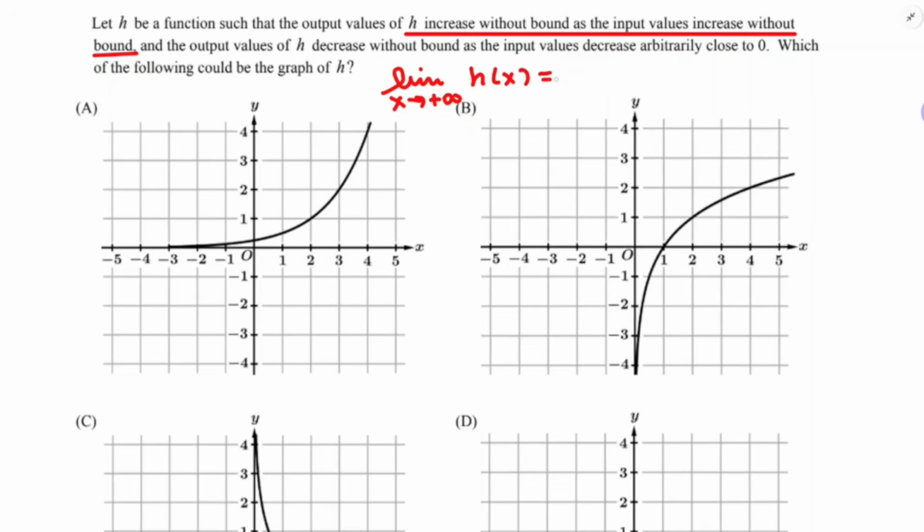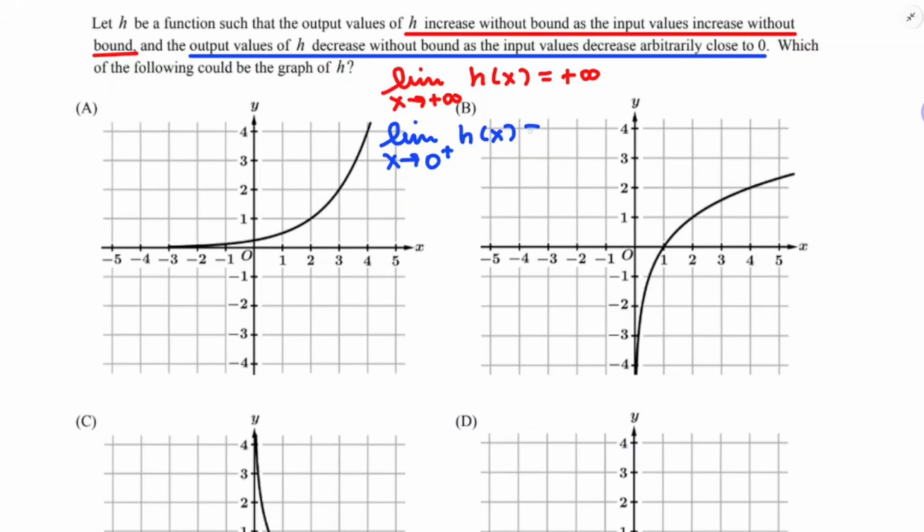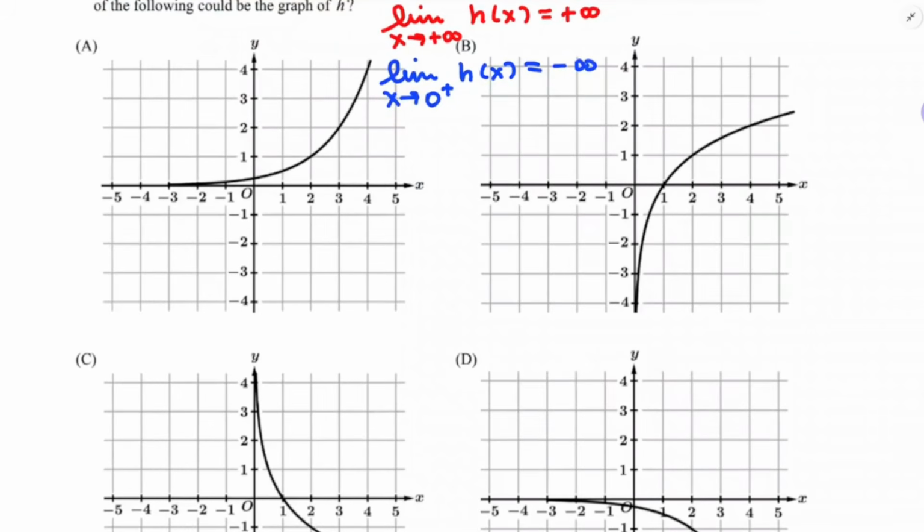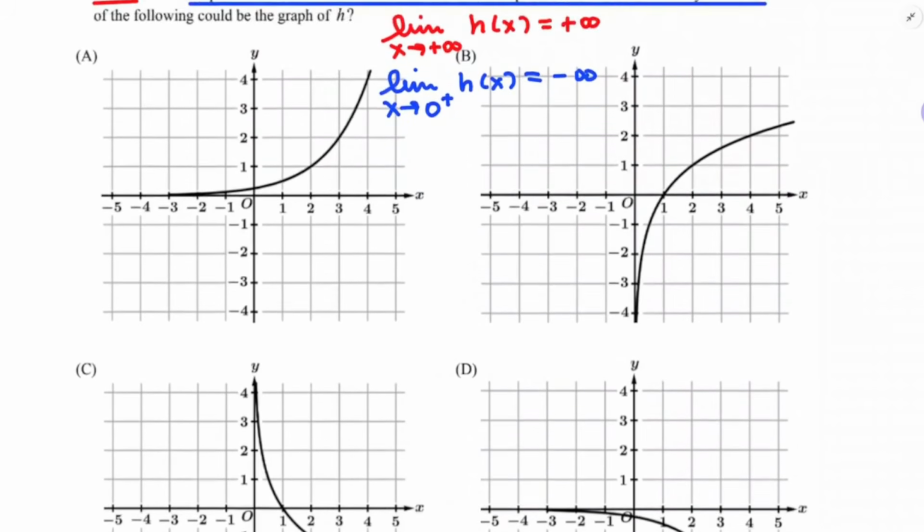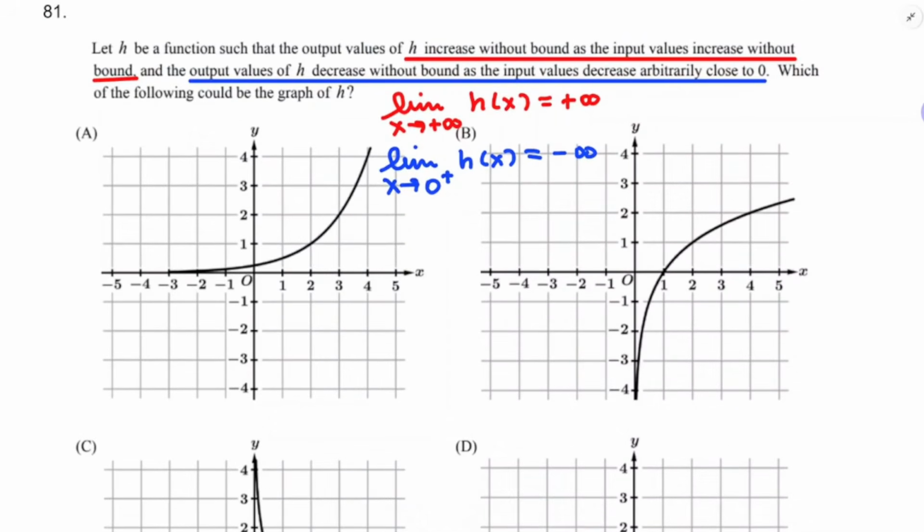Okay, so output values increase without bound, h is approaching positive infinity as the input values increase without bound, as x approaches infinity. And output values of h decrease without bound as the input values decrease arbitrarily close to 0. Okay, so that means limit as x is approaching 0 from the positive side of h of x is going to go to negative infinity. So I need to see a vertical asymptote at x equals 0. And then approaching positive infinity, that's going to be answer choice B.